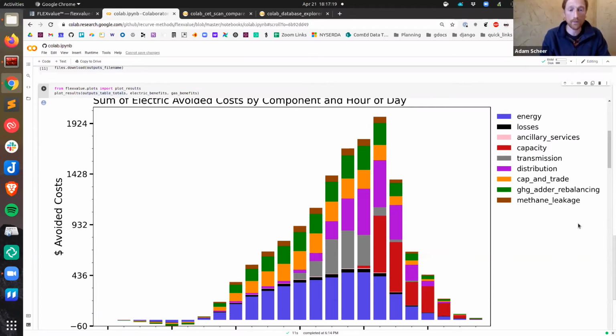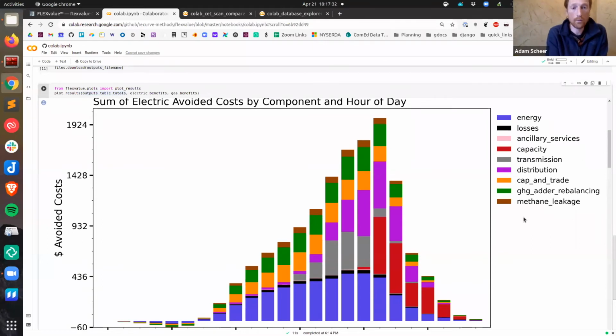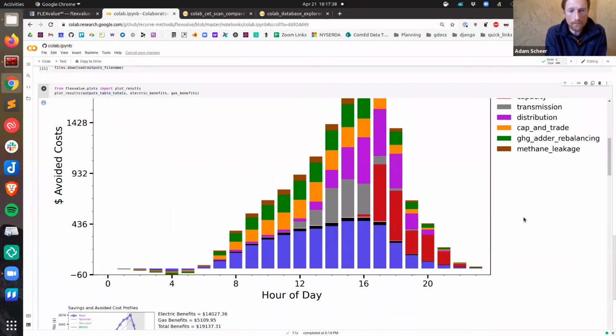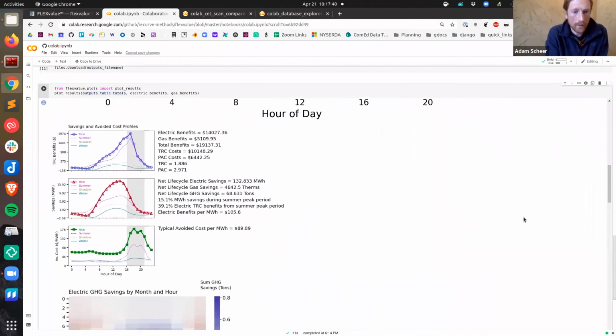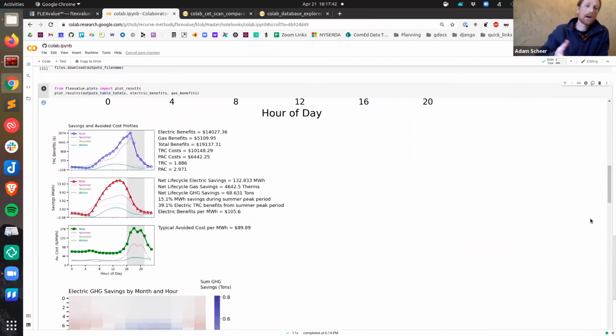These figures are mainly focused on the electric side, but you get the full value stack by hour of day for, again, the sum total of all of the measures or portfolios or whatever you included into the cost effectiveness calculation. And then if we keep going, you'll get just another breakout with some information of the avoided cost profile, the savings load shape, and the ultimate benefits profile. And then we provide some heat maps.